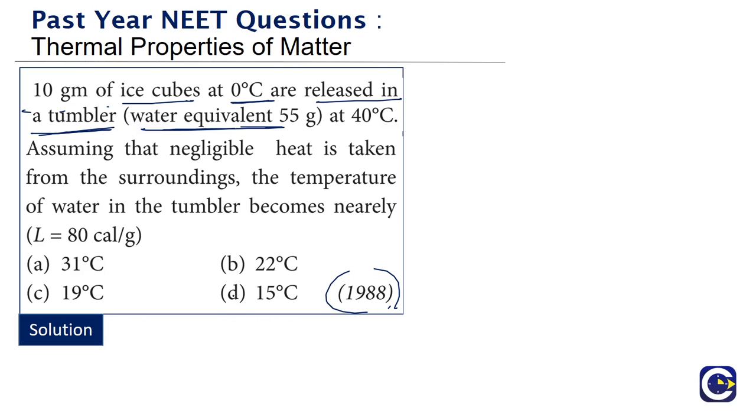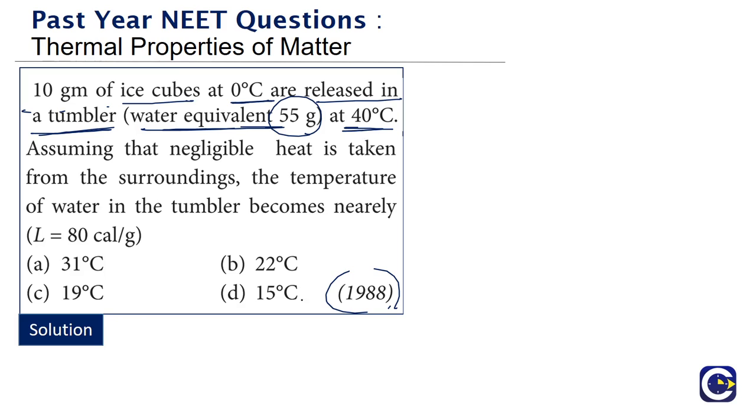Then we can sometimes replace that object with what we call the water equivalent. Means here when we say the water equivalent of the substance is 55 grams, in the heat calculations we can replace the tumbler by 55 grams of water. That is the concept of water equivalent. So we are releasing these ice cubes into a tumbler whose water equivalent is 55 grams. Means the tumbler in terms of our heat calculations is simply equal to 55 grams of water.